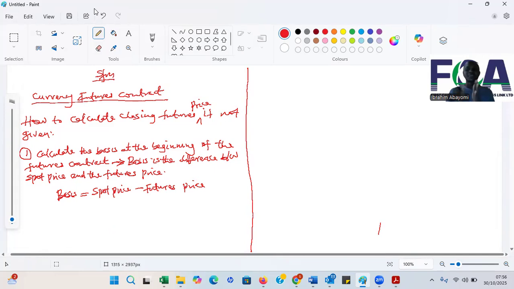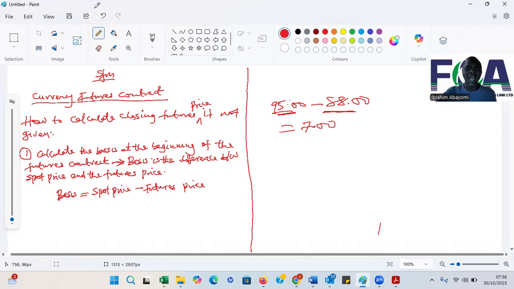Now, at the beginning of the contract, the spot price and the futures price will not be the same. For instance, the spot price may be, let's say, 95.00, and the futures price is 88.00. The difference between these two is the basis. So this is 7.00. This will be the basis at the beginning of the contract.